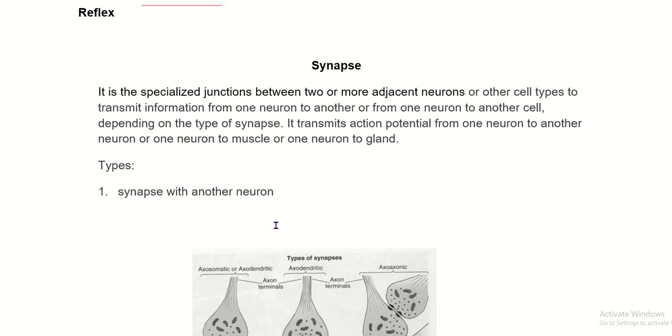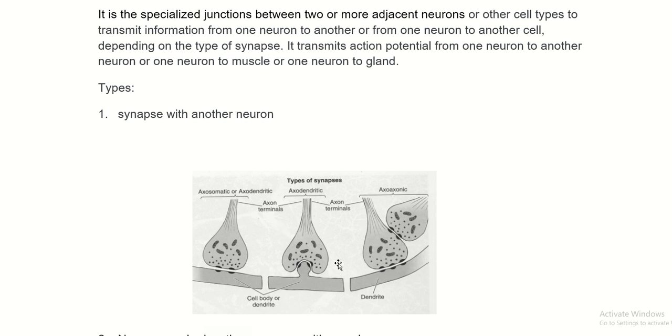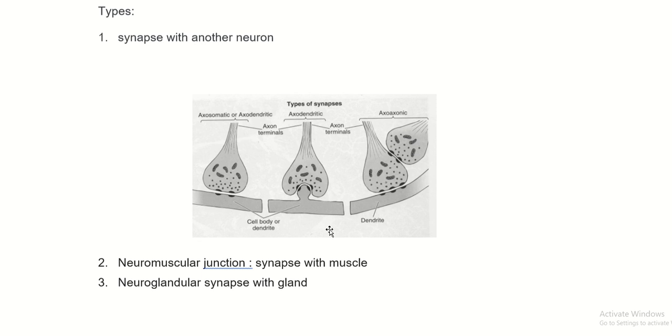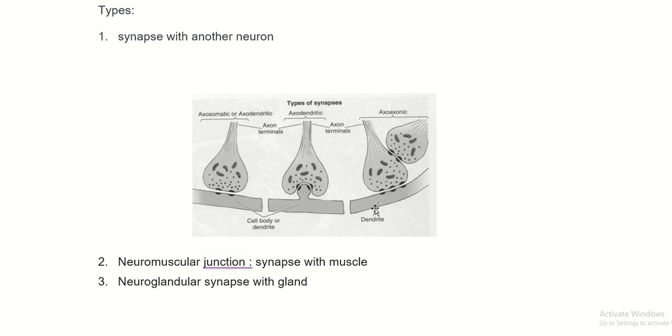First, synapse. Synapse means the connection between one neuron and another neuron, or one neuron to muscle, or one neuron to gland. According to the function, synapses are three types. And according to the connection, synapses are three types. When a synapse occurs between two neurons, this is usually known as a synapse. The synapse between neuron and muscle is known as the neuromuscular junction, and the synapse between neuron and glands is known as the neuroglandular synapse.